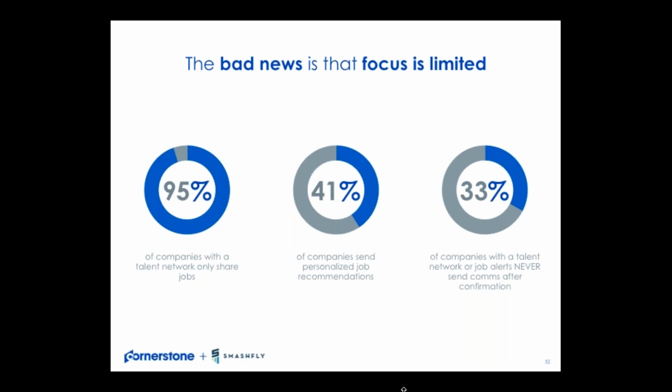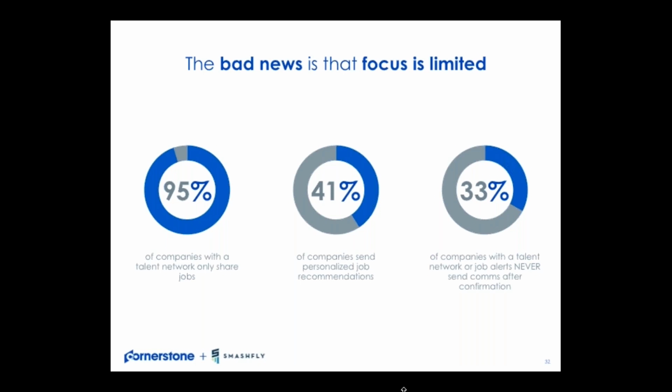And then the middle stat here, 41% of companies send personalized job recommendations. So what that means on the flip side is 59% aren't. So you might sign up for marketing jobs, but you could get midnight shift supervisor jobs, or nursing jobs, or finance jobs, all things that are irrelevant to you. And we know from consumer behavior that when something isn't personalized, people either tune it out or they'll unsubscribe.